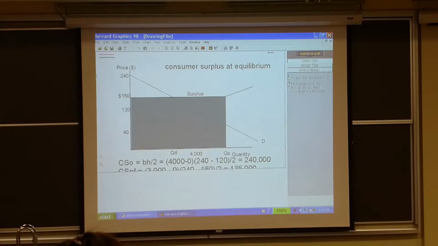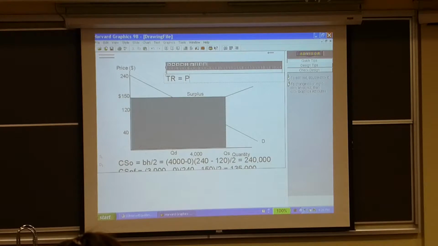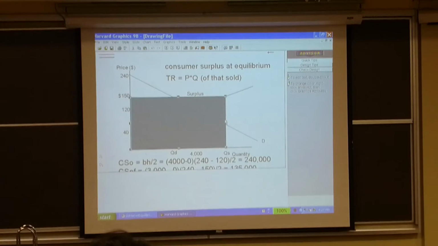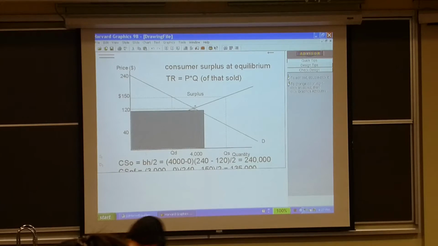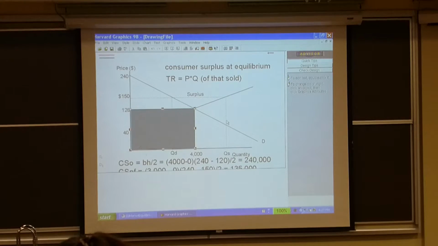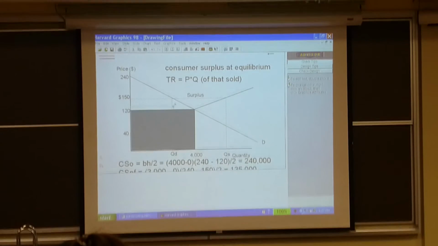Right? So total revenue, a very simple concept, is equal to price times Q of that which is sold. So this is the total revenue. What is the total expenditure by consumers? At equilibrium, these are the same. At equilibrium, this is the total revenue of the firms. This is also the total expenditure of the consumers, right?